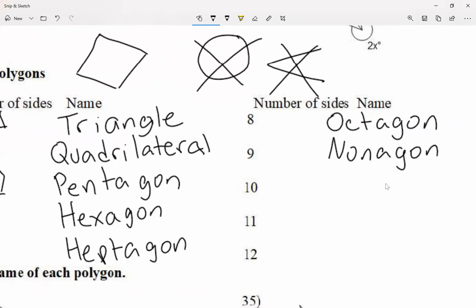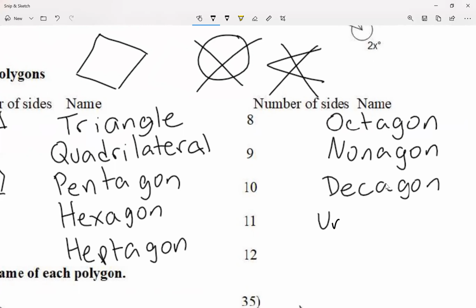Now, 10 sides, we're going to call this decagon. Notice it looks like a decade, right? Decade is 10 years, decagon. 11 sides, we're going to call this undecagon. And 12 sides, we're going to call this dodecagon.